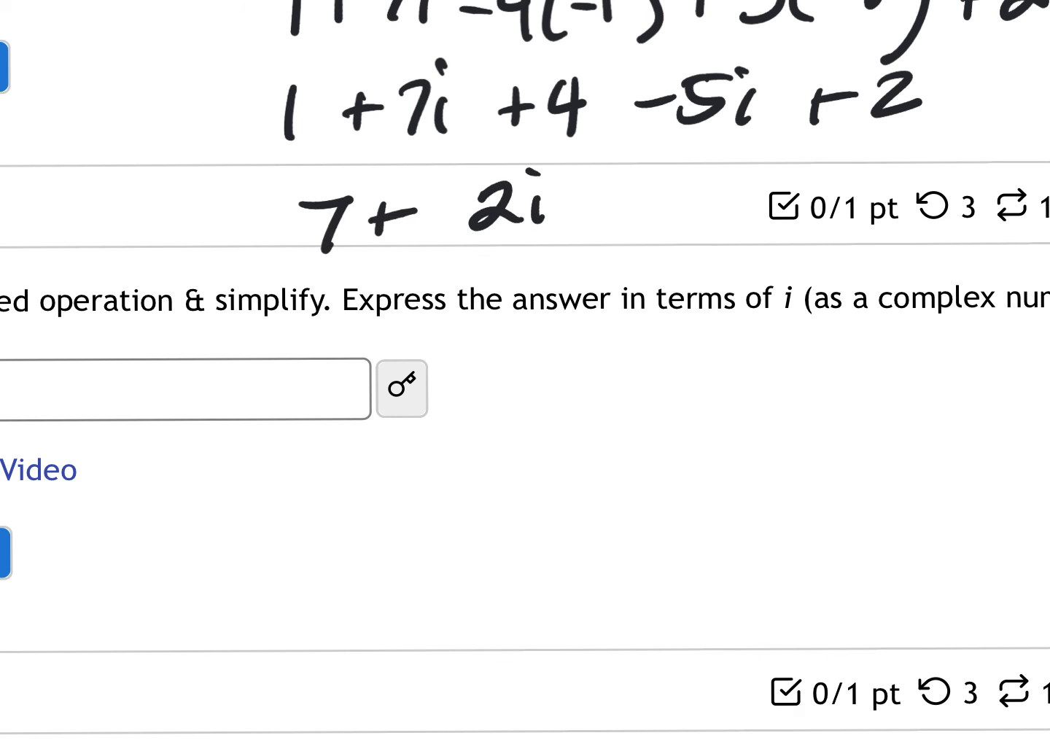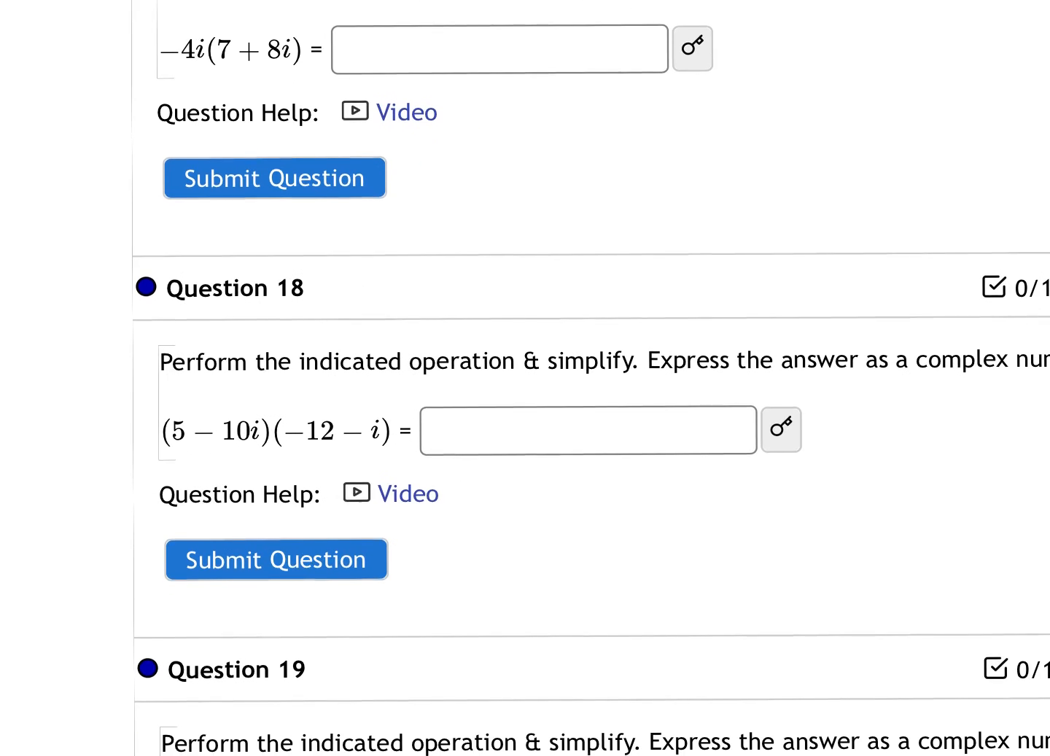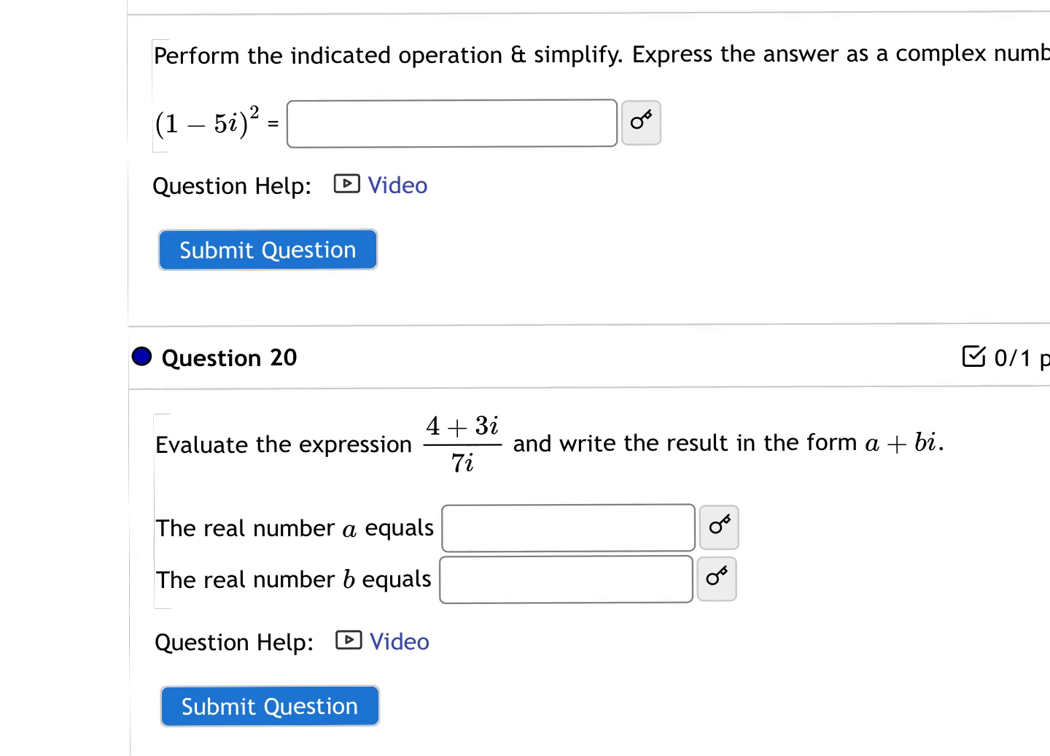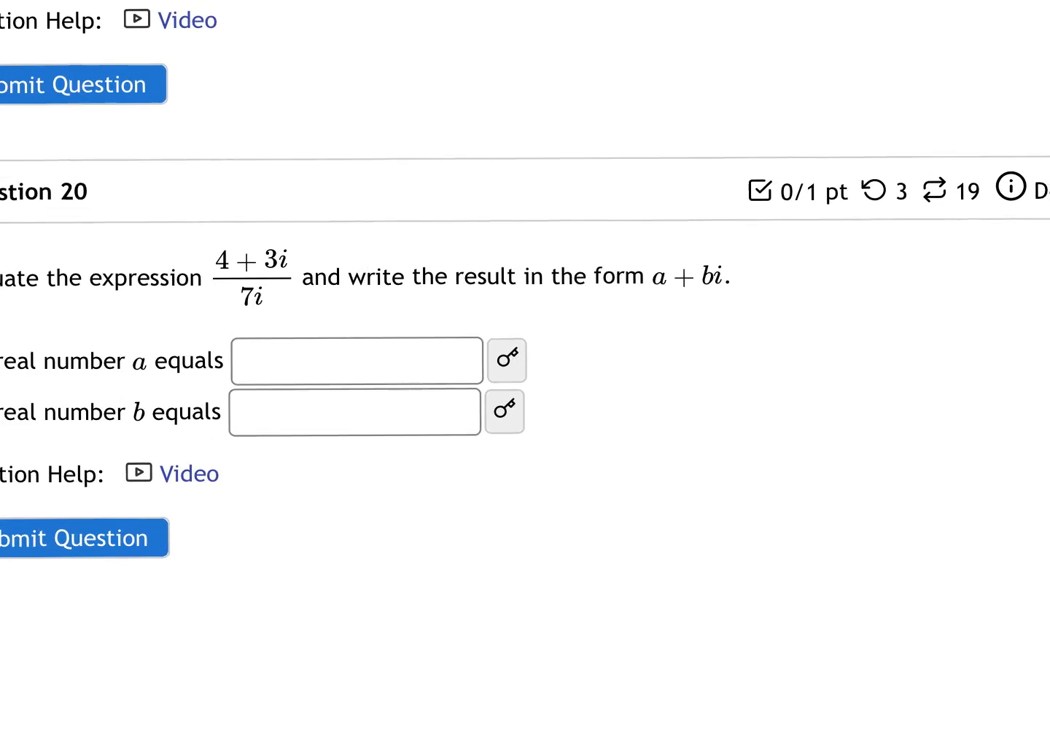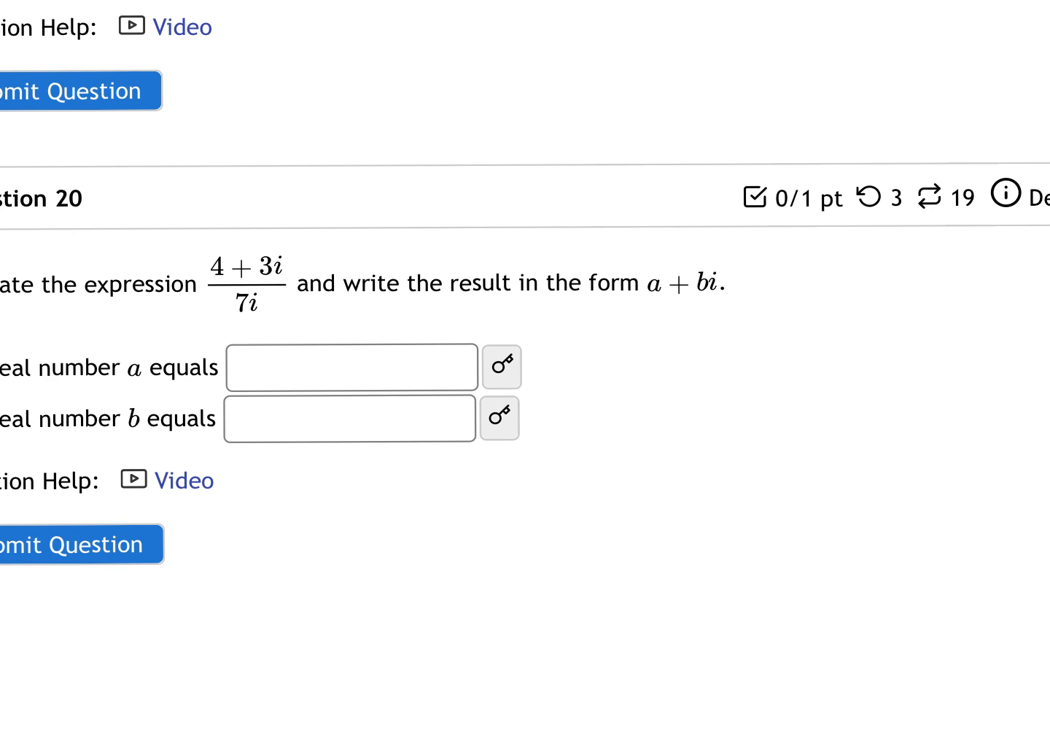I think these are all very similar to everything we've done, so hopefully this will give you a pretty good start on how to go from here.